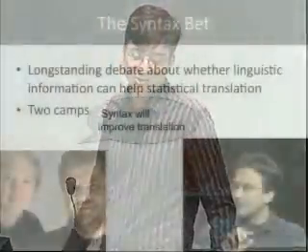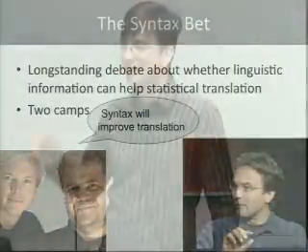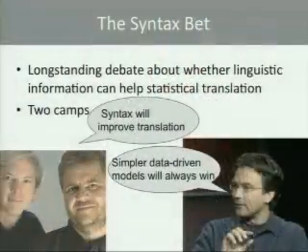And I think people fall into one of two camps. The first camp is typified by Kevin Knight and Daniel Marcu, who really believe that syntax will improve translation. And they basically invested all of the efforts of their research lab and their company over the past 10 years to build all the machinery that you need to properly integrate syntactic information into translation. And then there's another crowd that's exemplified by Franz Och, who think simpler data-driven models are always going to beat the linguistically informed models.